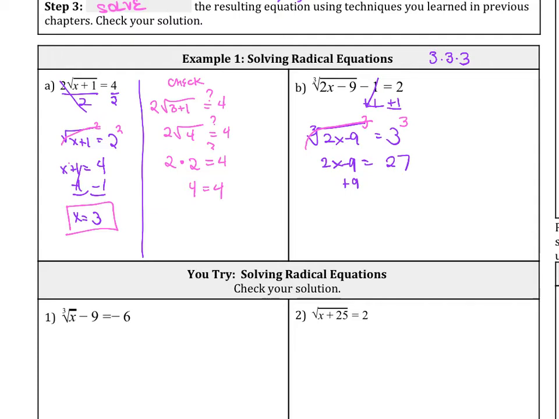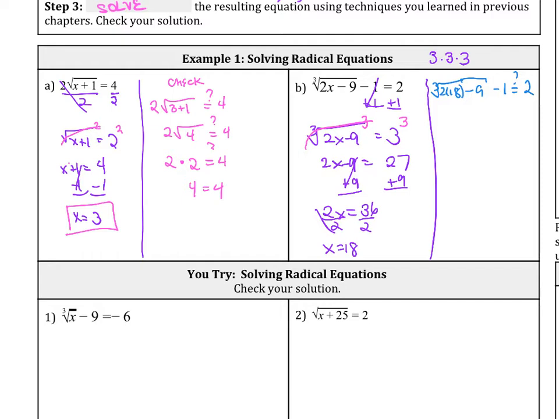Then we solve for x. To solve for x, you isolate the x. So 2x equals 36. Divide by 2, so x equals 18. Then we check. So cube root of 2 times 18 minus 9, and then minus 1, does that equal 2? We're not trying to solve again, so leave the right side alone. We're trying to see if the left side is going to equal that 2.